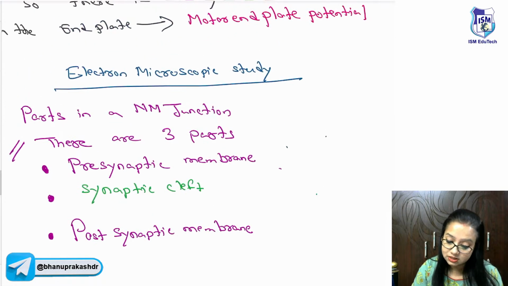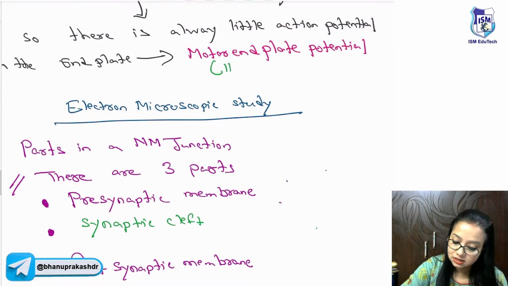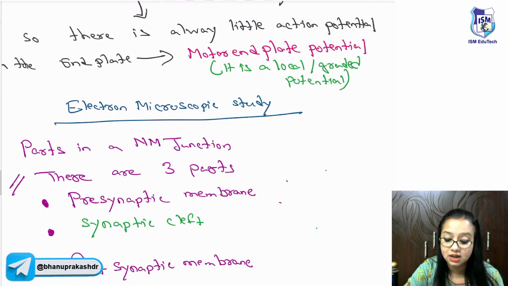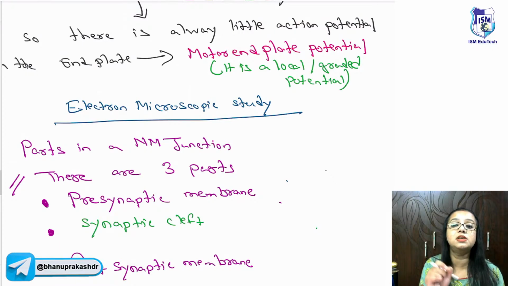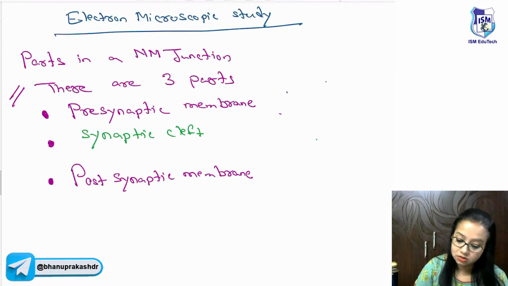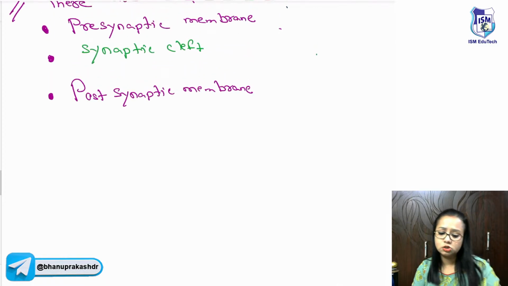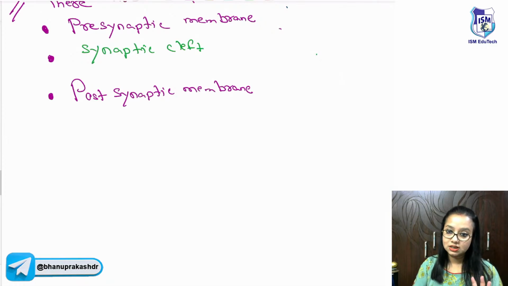And remember, this motor end plate potential, it is a local or graded potential, not an action potential. It is not an action potential because it is miniature in nature. It will never cause a contraction of a muscle. Okay, but there will be just small spikes, small current that is present there. So these are the three important structures of a neuromuscular junction.